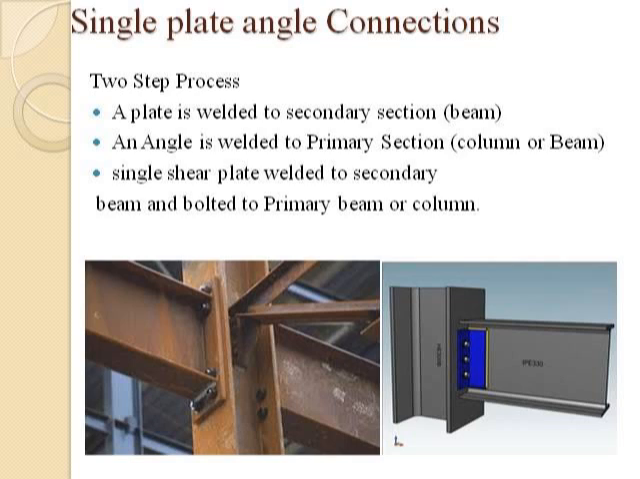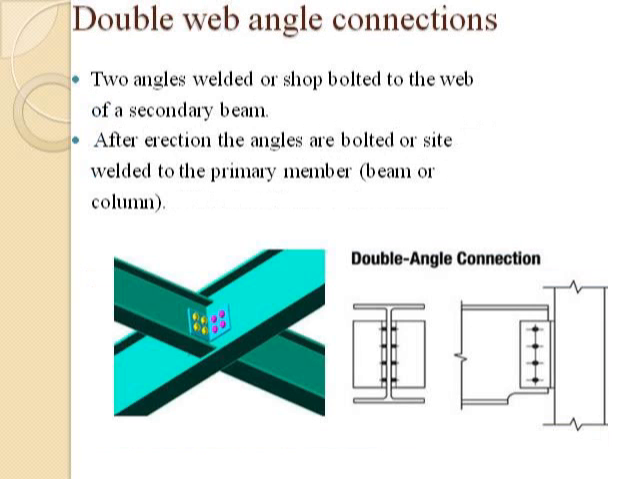And this can be connected through bolt or weld. Then we have double web angle connection. In this we will have two webs, two different members, and that will connect through an angle. So two angles we'll use in this, that is why we'll call it double web angle connection.